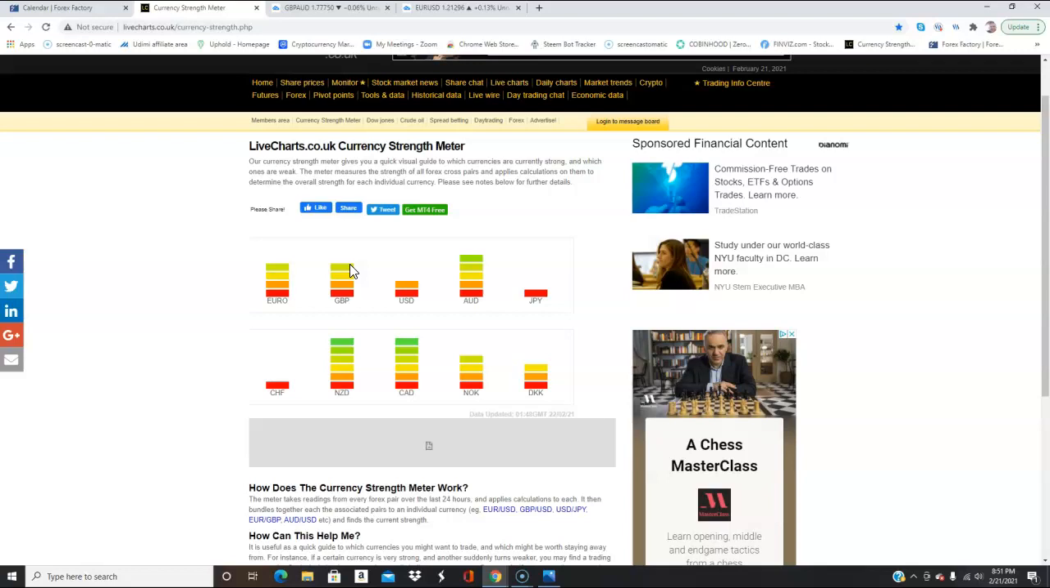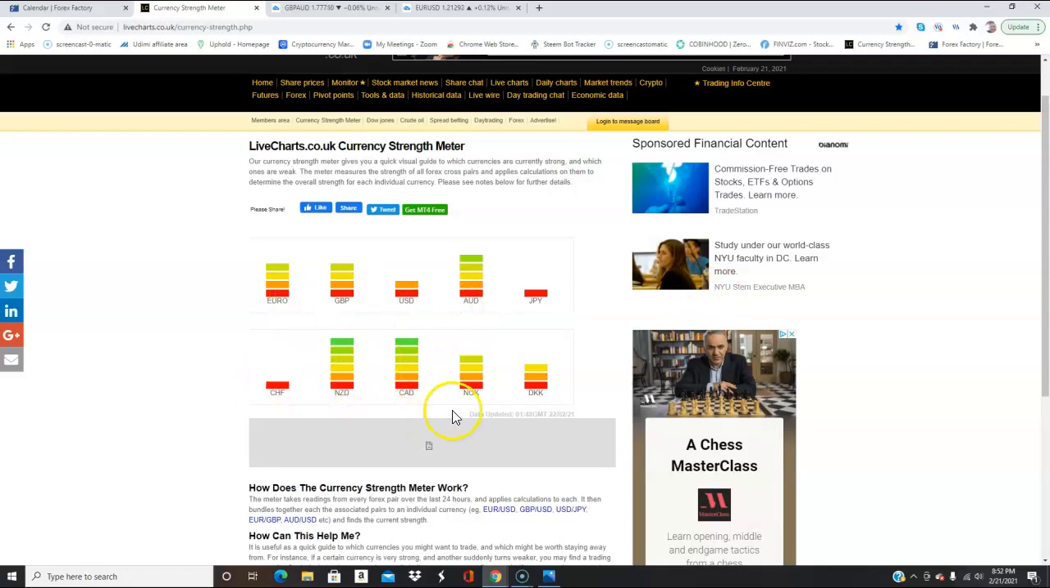But this works good for a free currency meter. This is very good for a free currency meter. And this is the one that I would recommend if you're going to be using the free currency meters. There are other ones, but I do like livecharts.co.uk personally as the best.